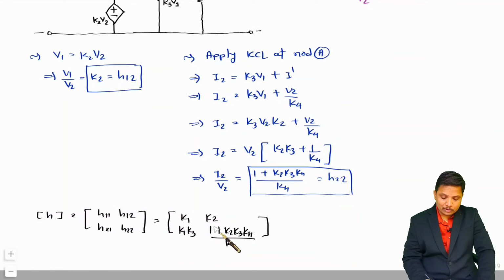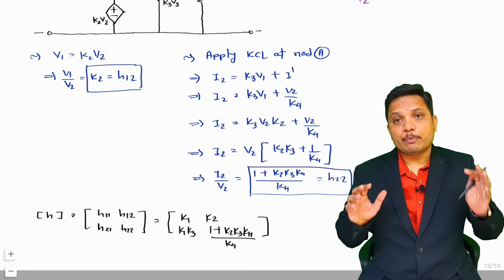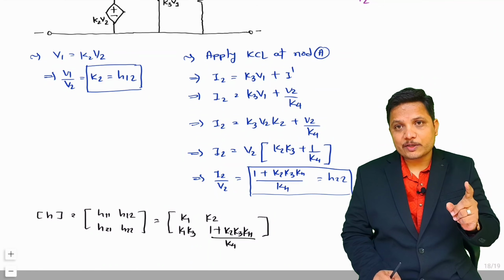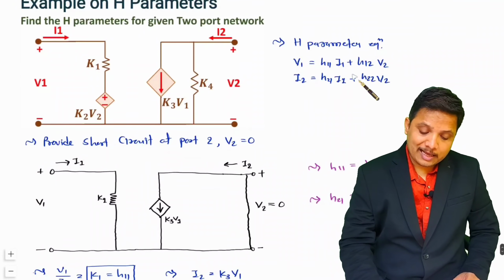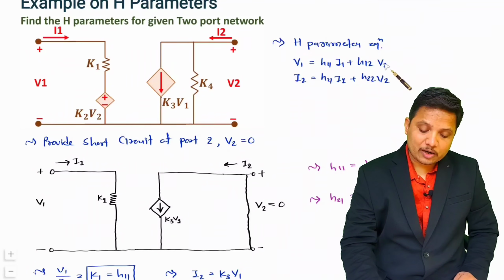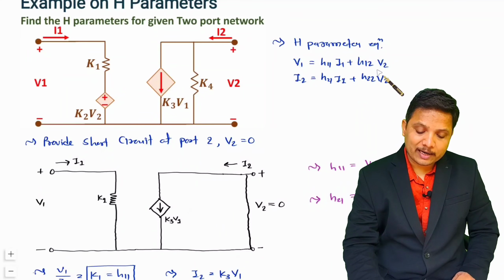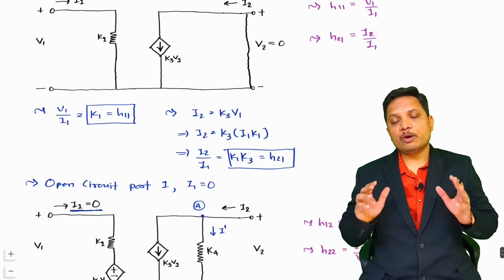At initial look you might think you can have a direct answer, but that was a false assumption, right? So what I want is you should repeat the process every time. First you should write the H parameter equation as I have written over here. Then you provide a short circuit at port 2 and find H11, H21, then you provide an open circuit at port 1 and find H12, H22 as per the basic standard process. I hope you have understood this.